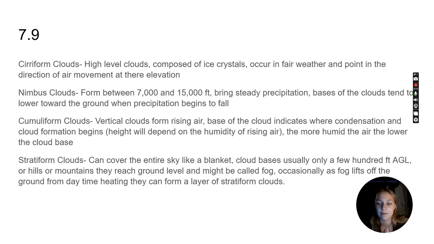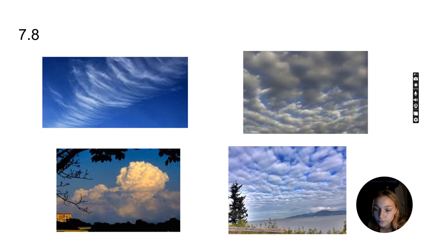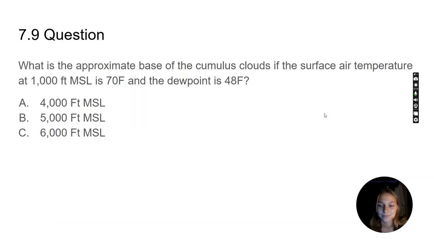Like, when you're up at build height and you see those clouds, those would be the stratiform clouds because they're like going right through you. And so those might be called fog. And occasionally, as fog lifts from the ground from daytime heating, they can form into a little stratiform cloud. So yeah, here we got our cirriform clouds, our nimbus clouds, our cumuliform clouds, and our stratiform clouds right here. I low key be forgetting the names, but yeah.